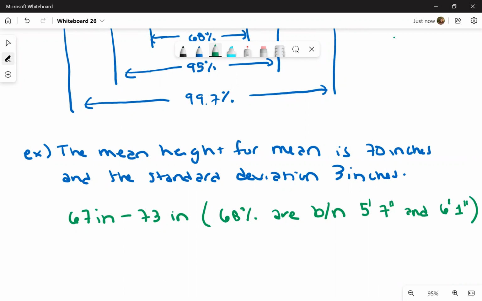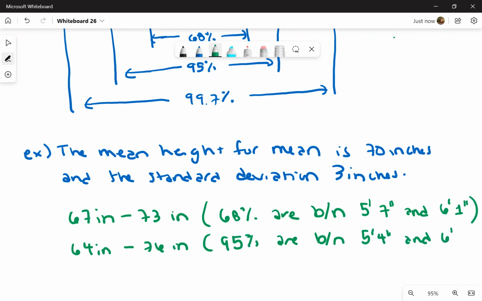Okay, then if we go another 3 inches out, we're subtracting 3 inches, so 64 inches and then 76 inches. Now that's representing 95% of the population. Are between, okay, so now we're saying 5'4" and 6'4". Well, that makes sense that most men are between 5'4" and 6'4".